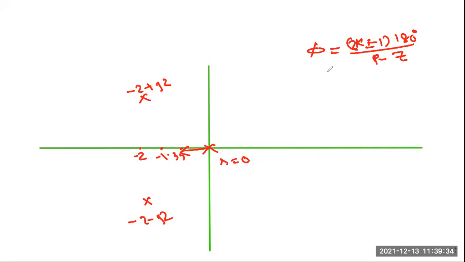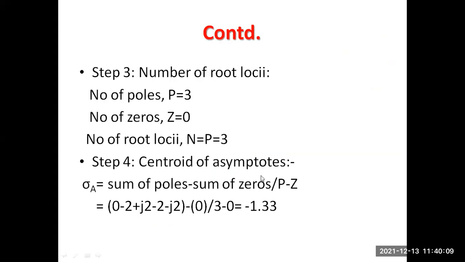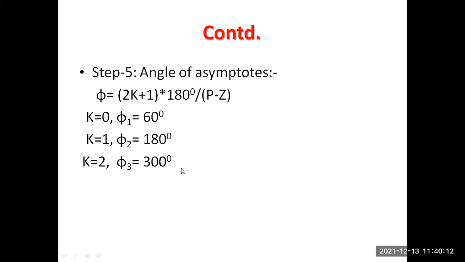60 degrees, sir. 60 degrees and 180 degrees. Next, 180 degrees and 300 degrees. Very good. So there are 3 asymptotic angles: 60°, 180° and 300°. Okay.